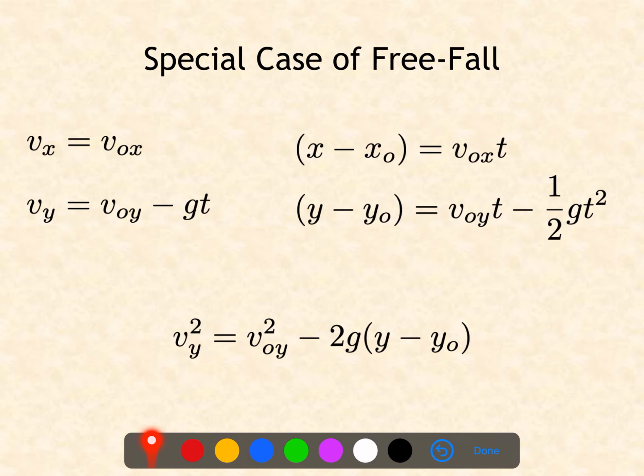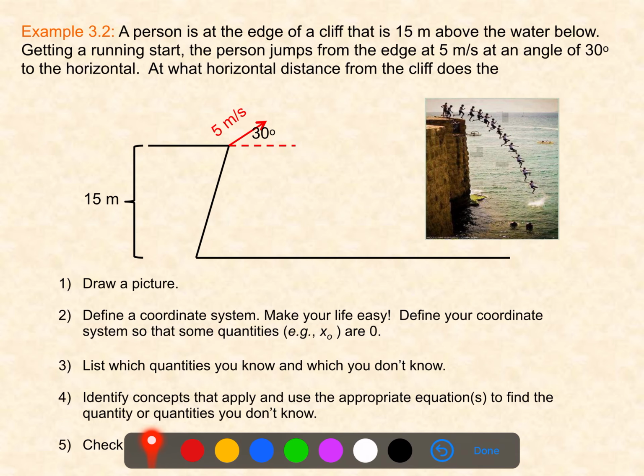We also looked at our equations of motion and how those would change in the special case of free fall, where I have no acceleration in the x direction, but I have the acceleration due to gravity in the y direction. And then we applied those equations of motion to an example of a person jumping off of a cliff into the water, and we were to solve for how far horizontally this person lands compared to the base of the cliff. What we found out was that we needed not just one equation to solve this problem, but we needed to use two equations in conjunction with one another.